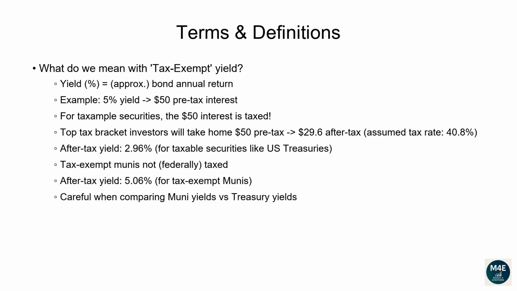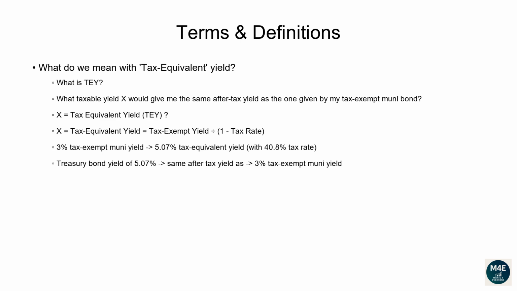What do we mean with tax-equivalent yield? From the previous slide, we know most but not all muni bonds offer tax-exempt yields. However, in order to fairly compare a muni bond to a taxable bond like a US Treasury, we need to ask, what taxable yield X would give me the same after-tax yield as the one given by my tax-exempt muni bond? This X is what is usually called tax-equivalent yield, TEY, and it shows what a taxable bond would need to yield to match the muni's tax-free return.